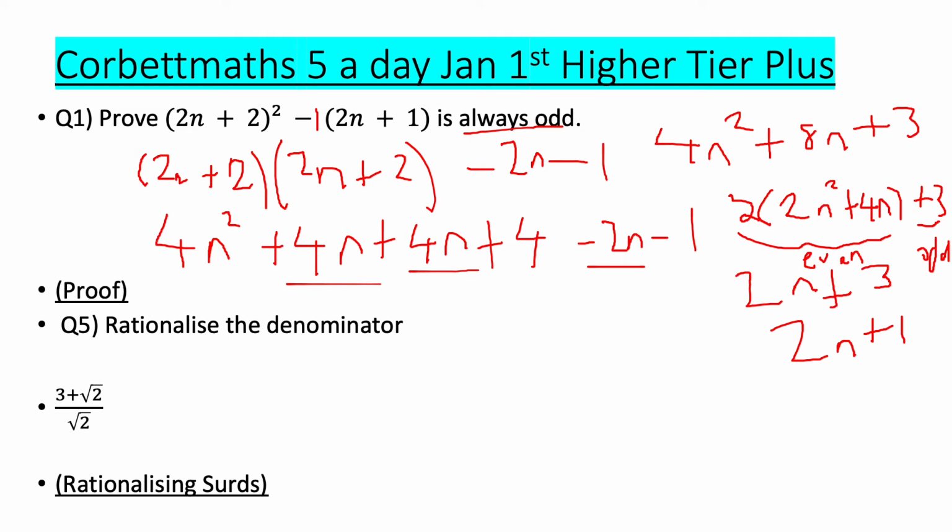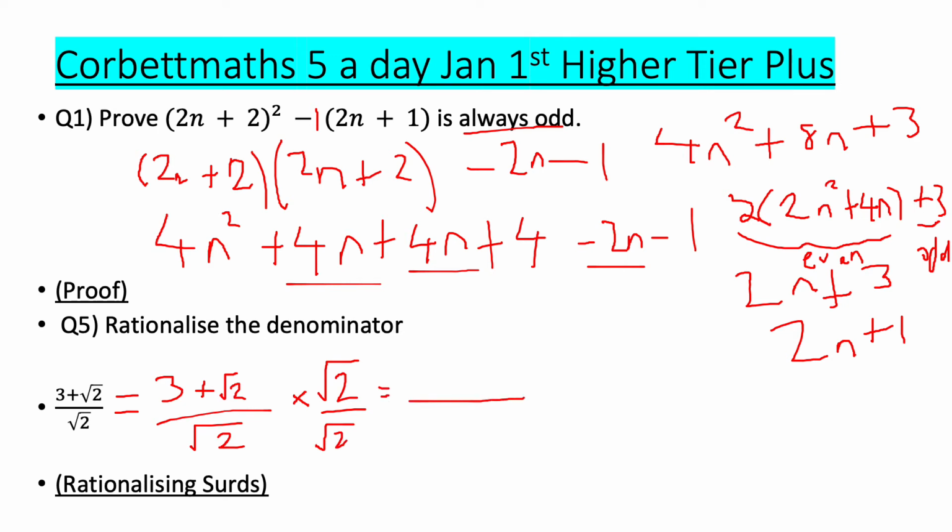Question number 5, rationalizing the denominator, 3 plus root 2 over root 2. Now, this just means multiplying it by something to get rid of the root 2 on the denominator. Okay, so we don't want a root 2 on the bottom. So I'm going to multiply this by 1, which is the same as saying root 2 over root 2. Root 2 over root 2 is just 1, okay? And it's going to become clear in a moment why I've timesed by root 2 over root 2.